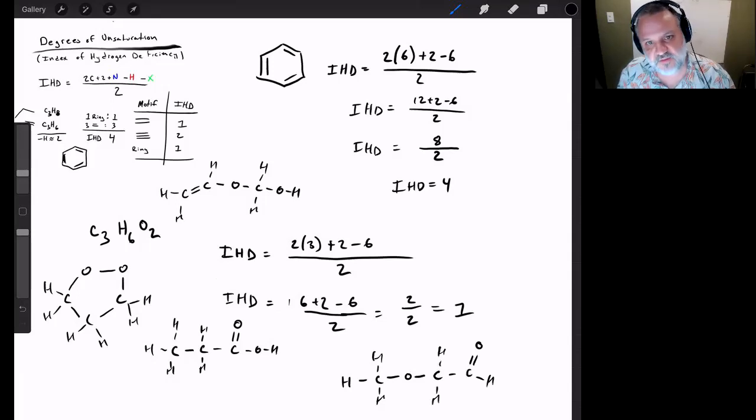That would be C3H6O2. And so at the end of the day, all the index of hydrogen deficiency does is elucidate possible geometric motifs in constitutional isomers. It's only when you combine the index of hydrogen deficiency with NMR or IR that you really start to get into what the structure is based on the evidence that you have.